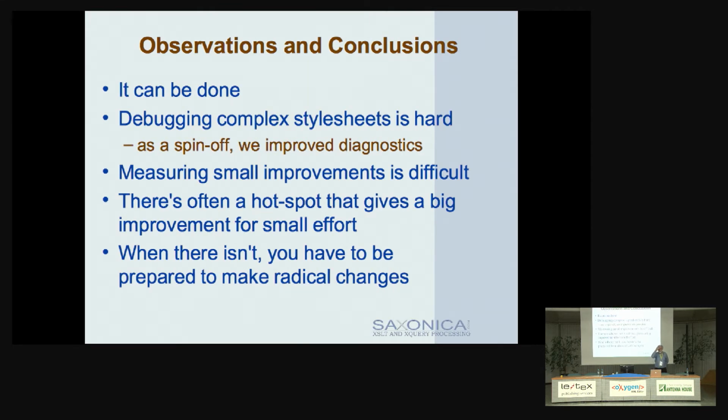So, observations: it can be done. Debugging a style sheet like that is ruddy hard work. The biggest spin-off for you if you're a Saxon user is I've put a lot of improvements into the debugging capability and the diagnostics in the course of this. Because when you're eating your own dog food, you really think, why is that diagnostic so lousy? I could improve that. The biggest spin-off is not a faster compiler for you. The biggest spin-off is better diagnostic capabilities in the product for you to debug your own complex style sheets.